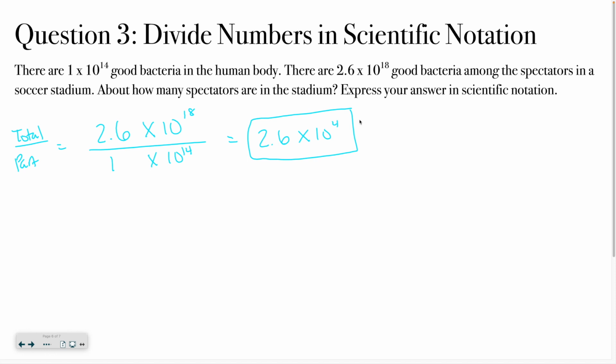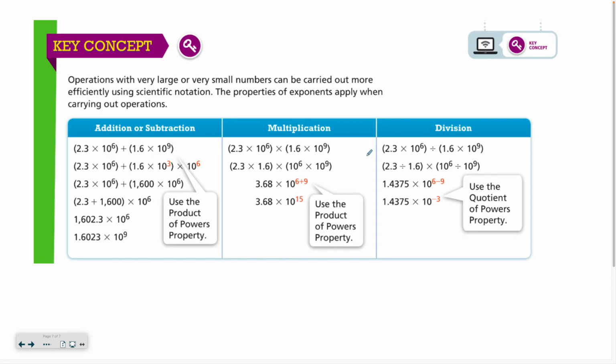Alright, for this problem, hopefully you did the total divided by the part, and you had your work that looked like this, and then 2.6 divided by 1 is still just 2.6, but 10 to the 18th divided by 10 to the 14th is 10 to the 4th. If you have questions about that, please be sure to reach out and ask some questions. I don't know what's with my brain today, but I keep forgetting to label, so I would label this one, people.